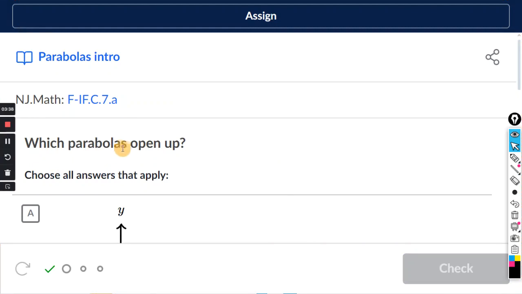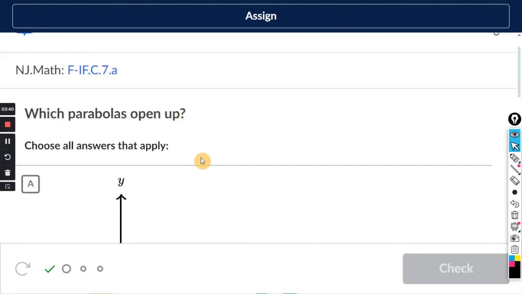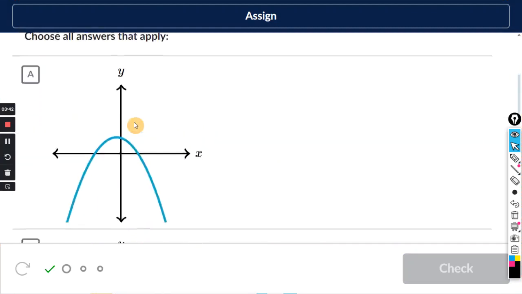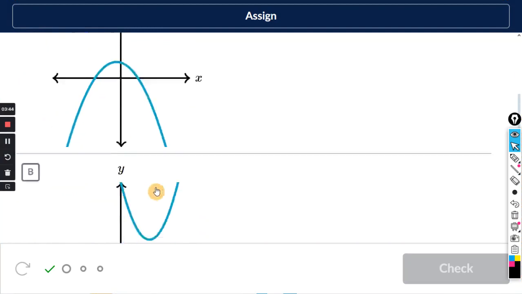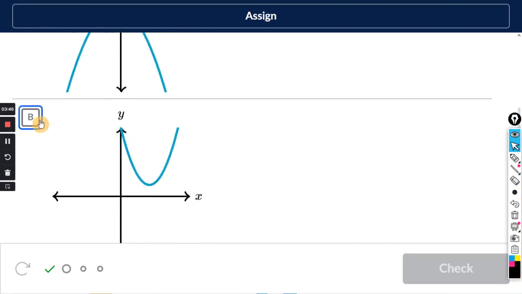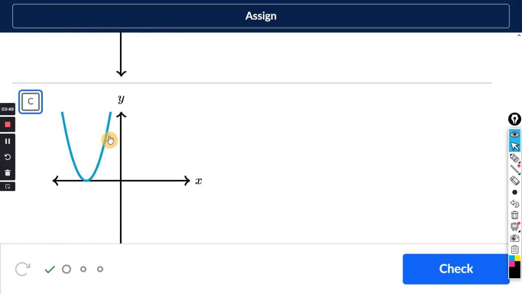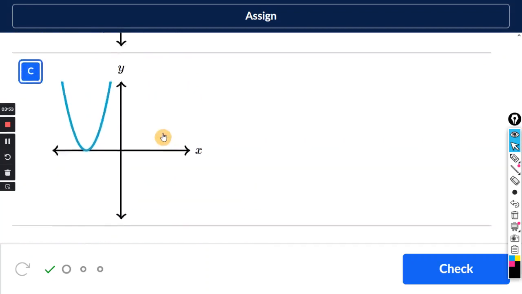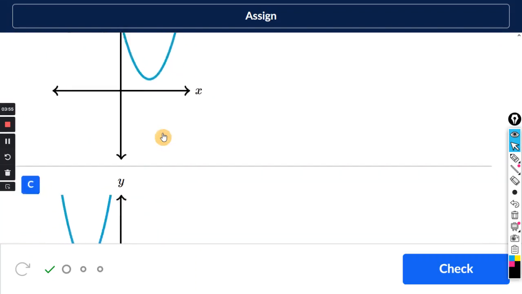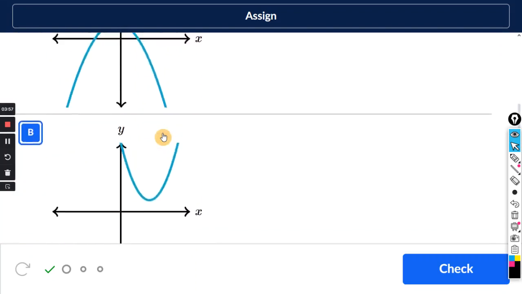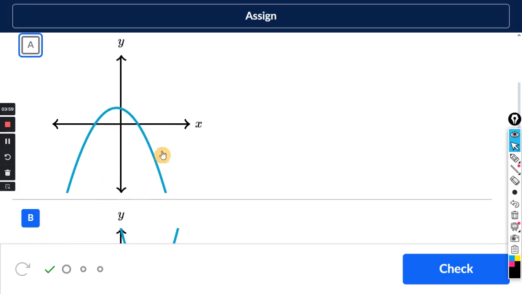Here they ask which parabolas open up. That's easy. Check all answers that apply. We see this one opens down. This one here opens up. This one here opens up. And that's it. So it's going to be B and C. Two answers for this one. This one opens down.